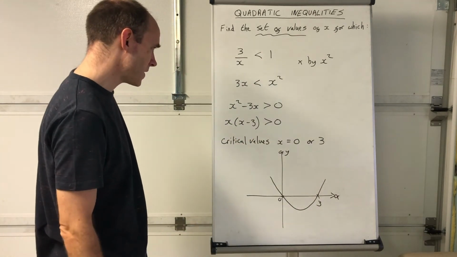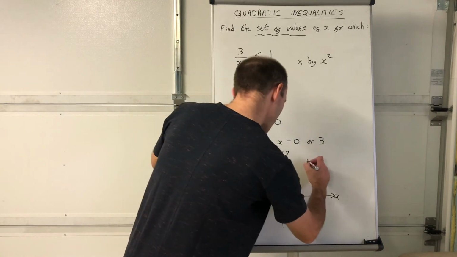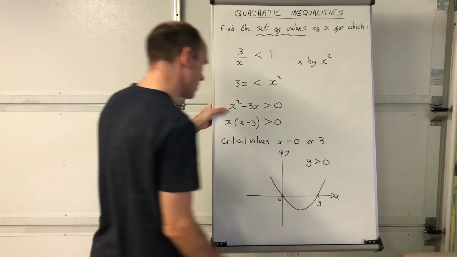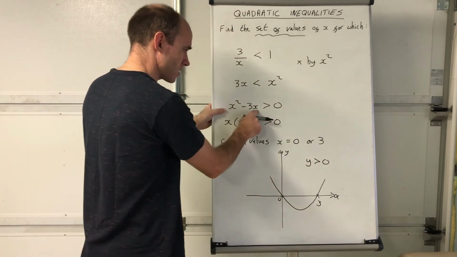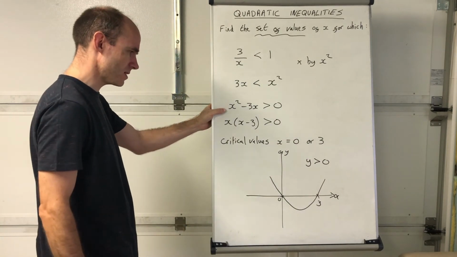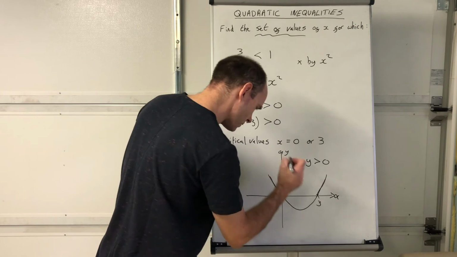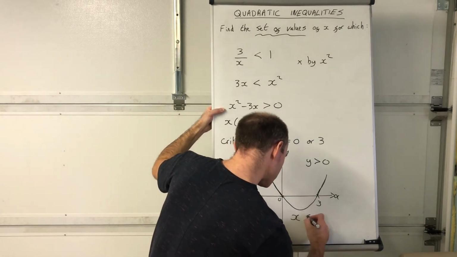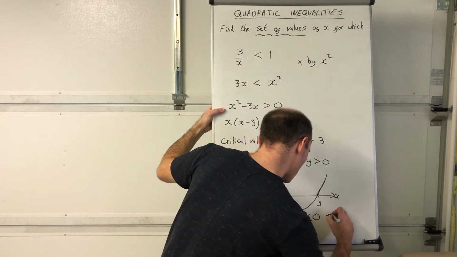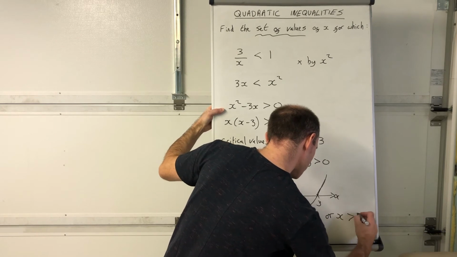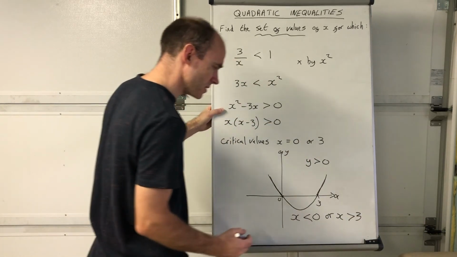And what we want to do is we want to have whenever y is greater than 0, don't we? So that is going to be greater than 0, so whenever y is greater than 0. And that happens here and here on the graph. So either x is less than 0 or x is greater than 3. Okay, so 2 possibilities there.